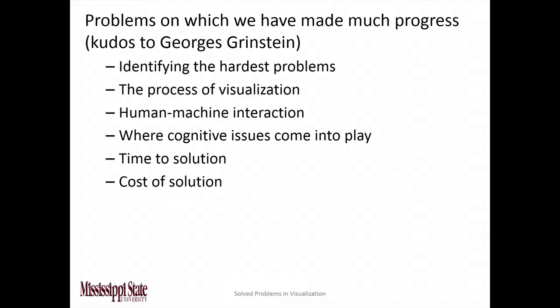I'm going to argue, and I talked to George a while back. He wrote one of those 1993 George Grinstein papers, and neither one of us could find it. But in talking to him, what are some of the problems on which we've made some progress? Well, I think we've identified some of the hardest problems. I think we've got a pretty good picture on how to do visualization, the process of doing visualization. We've learned how to address the human-machine interaction a bit, and we've kind of determined where cognitive issues come into play. I wouldn't call this completely solved, but we certainly started to address them.